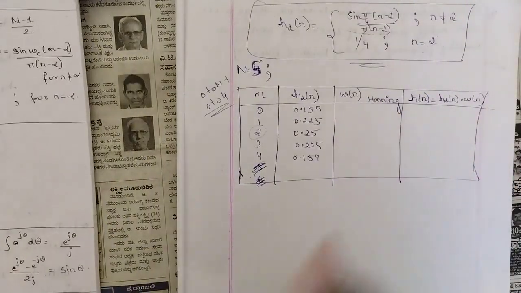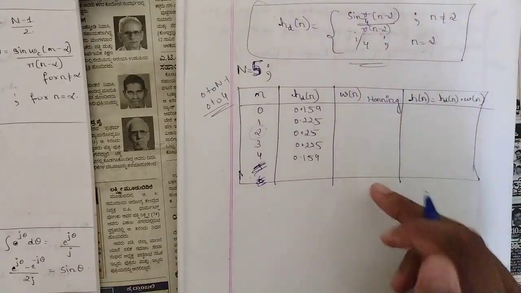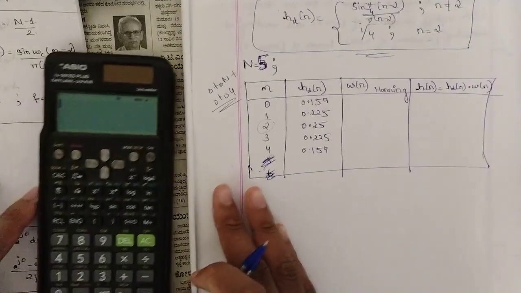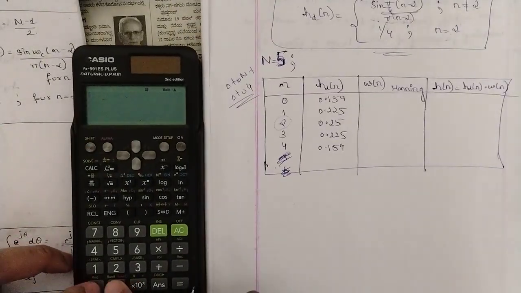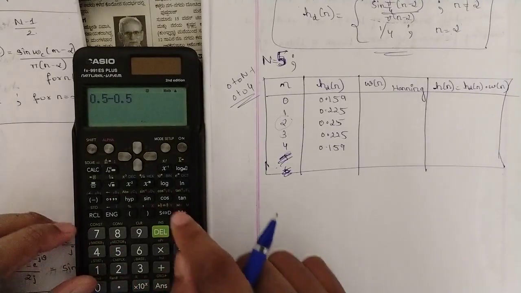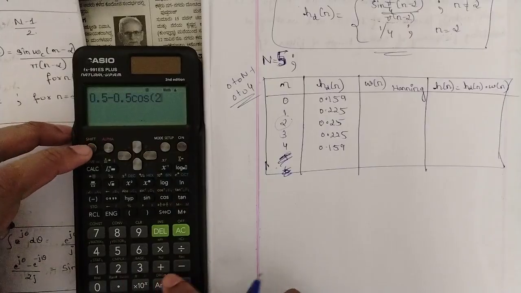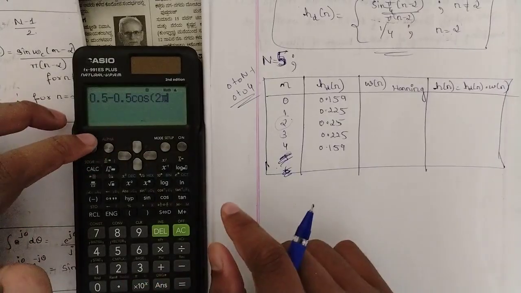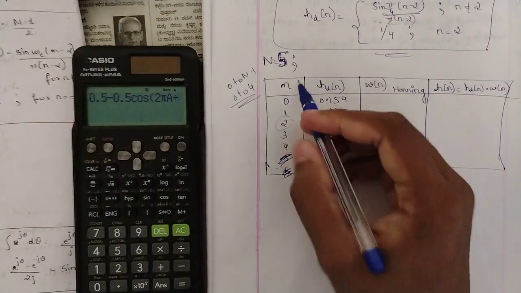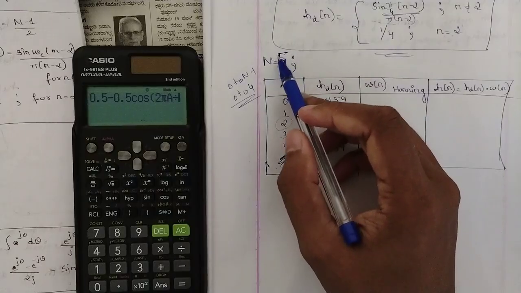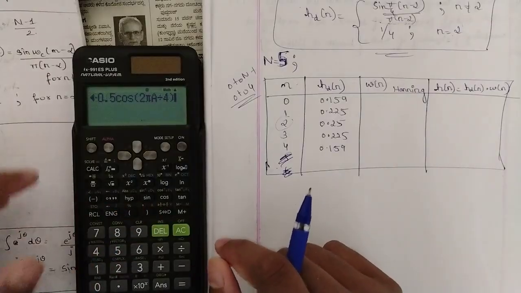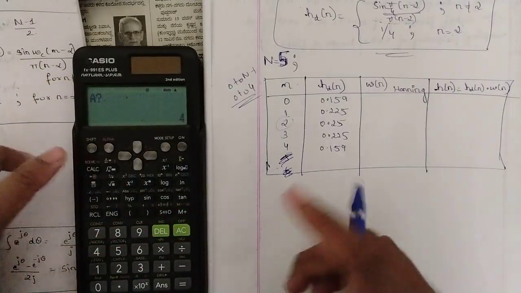In rectangular windows, we had all the values as 1. Now write the Hanning window equation here: 0.5 minus 0.5 into cos 2 pi n, where in place of n you write a, divided by n minus 1. The value of n is 5 and 5 minus 1 is 4, so write directly 4, close the bracket, and this is the equation. Press the calc button and check for all the values.